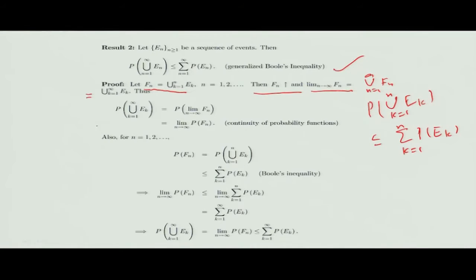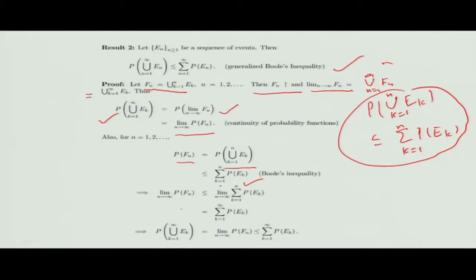So thus, probability of union k equal to 1 to infinity of Ek, which is the same as probability of limit of Fn. But for an increasing sequence, we have seen that probability is continuous, so this is the same as limit of probability of Fn. Also for n equal to 1 and so on, probability of Fn is the same as probability of union k equal to 1 to n of Ek. Now I apply this Boole's inequality, which was for the finite case. This would be less than or equal to summation k equal to 1 to n probability of Ek. This happens for all n.